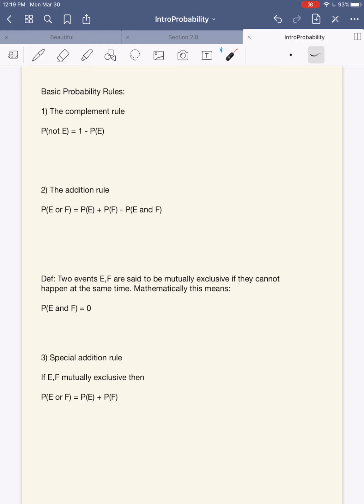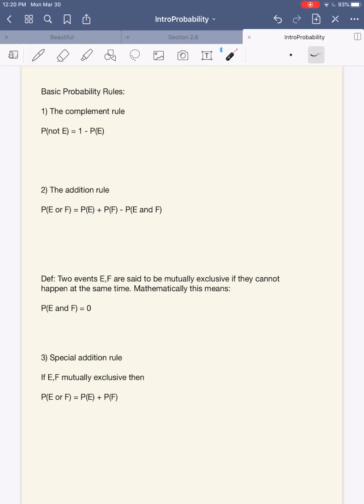The second major basic probability rule that we want to introduce is called the addition rule. The addition rule is used when you have an or, and it tells us the chance that we get one thing or another to happen. So the addition rule says the probability of E or F, so that event E or event F happens, is equal to P of E plus P of F minus P of E and F. Now, there's a couple things to keep in mind with this addition rule.